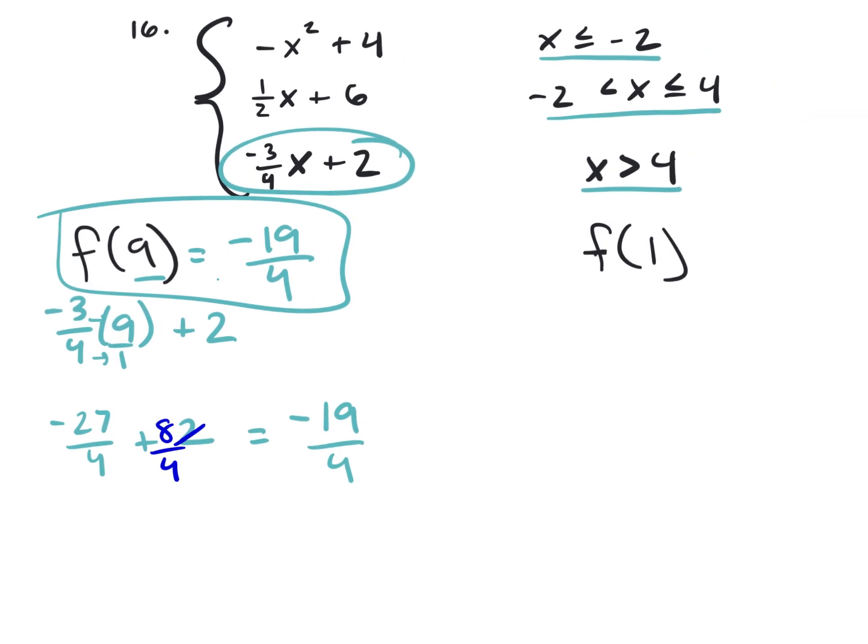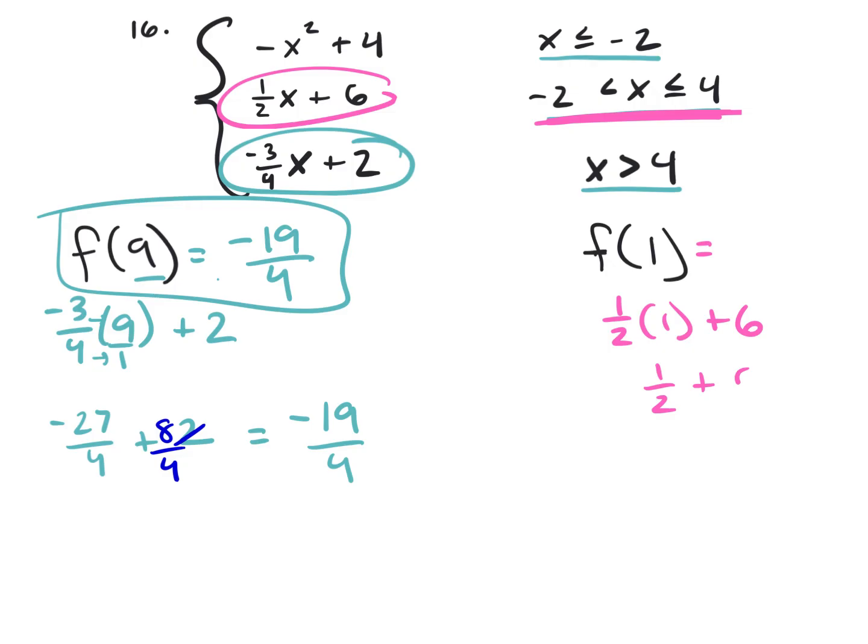All right, f of 1. 1 belongs to which piece? The middle piece here. 1 is in between negative 2 and 4. So we're plugging it into the middle piece. So 1/2 times 1 plus 6 would be 1/2 plus 6. What do we need when we're adding with fractions? Common denominator. So I can multiply 6. The top and the bottom gets multiplied by 2. So it'd be 12 over 2. When we add it, we get 13 over 2. Perfect.